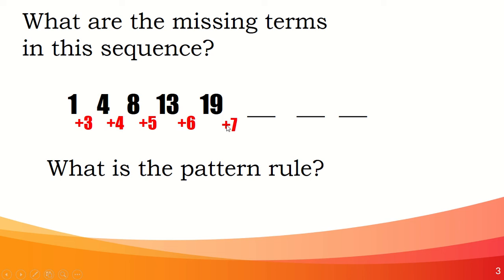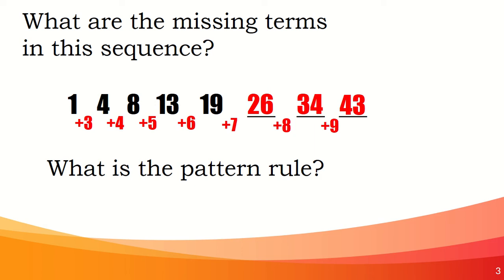Continuous lang naman yung pagtaas. Okay? So 19 plus 7 is 26. So let's add another number. To get another number, we will add plus 8. So you will get 34, plus 9, you will get 43.